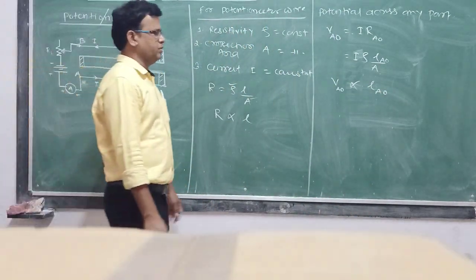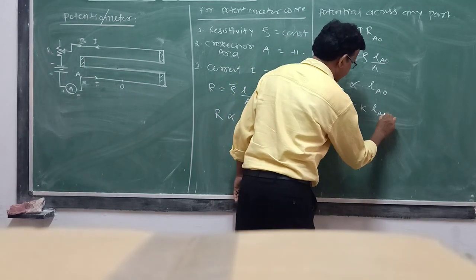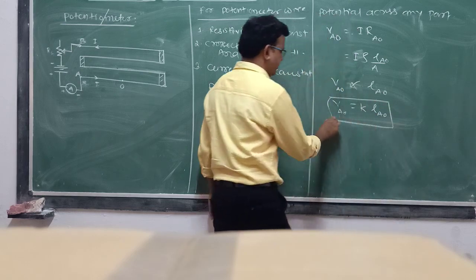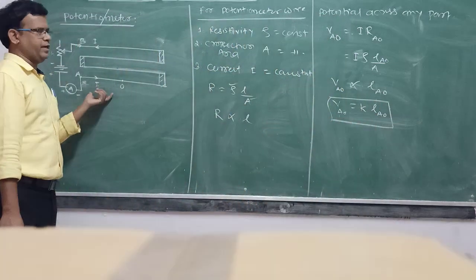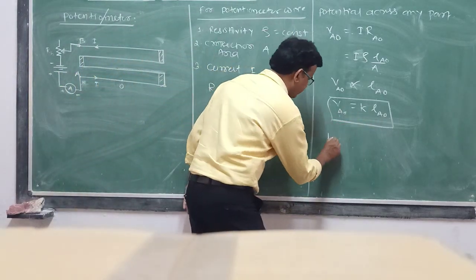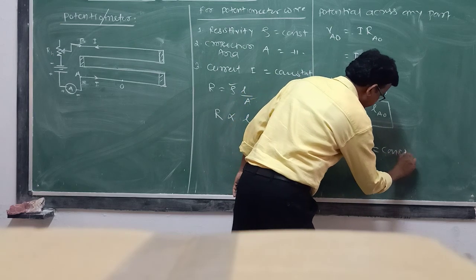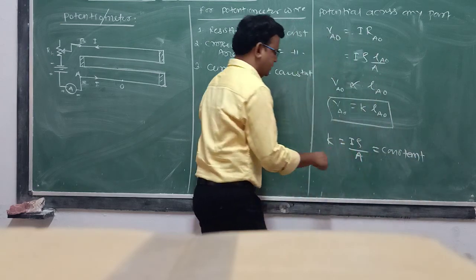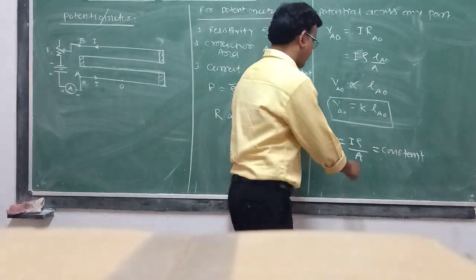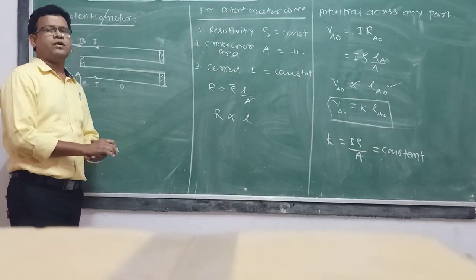So, if you remove this proportionality sign, we can put a certain constant here, and then the relation comes out to be what? V across AO, that is the length AO of the wire, is equal to K times length AO. So K can be written as what? I rho divided by A is equal to constant. So for all these three constants, we are taking one constant which is represented by K. Now, as K is constant, we have proved what? V is proportional to L.